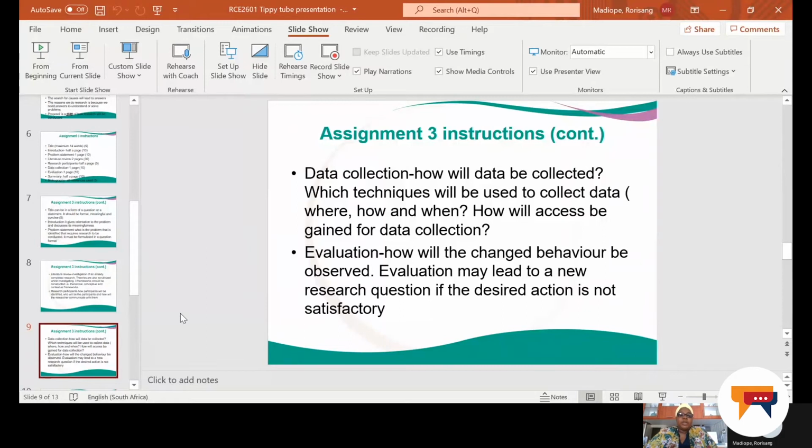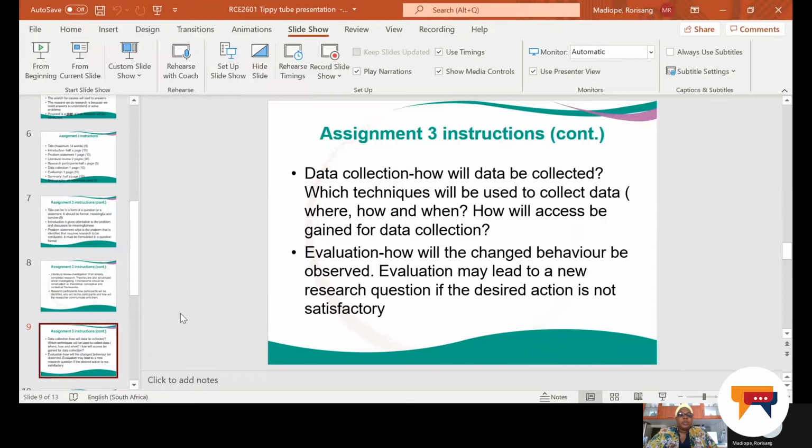Evaluation. How will the change in behavior be observed? When you are done with your research, you do an evaluation of how things have changed after you have done your research, and maybe you went back and gave them the findings so that the behavior can change. So you need to observe how the change took place.